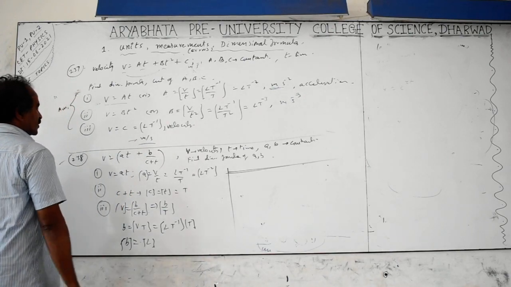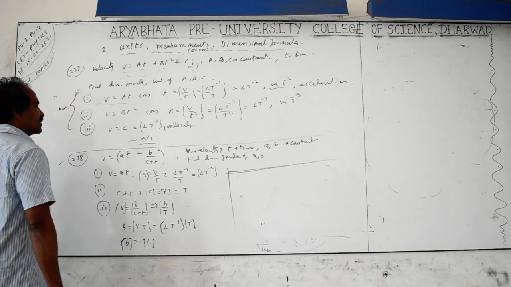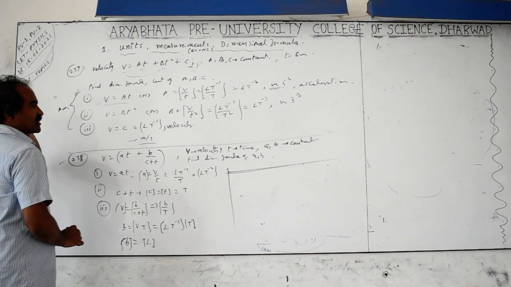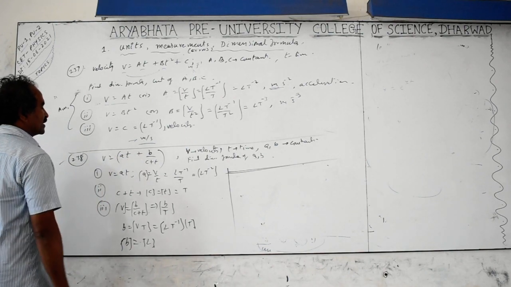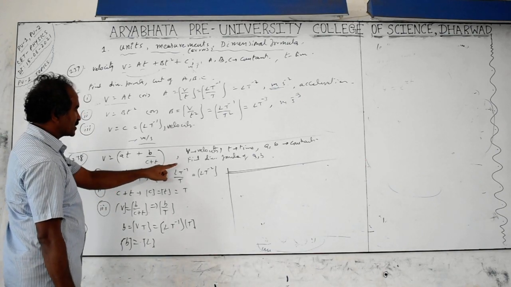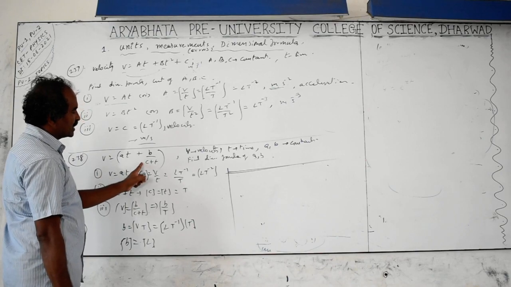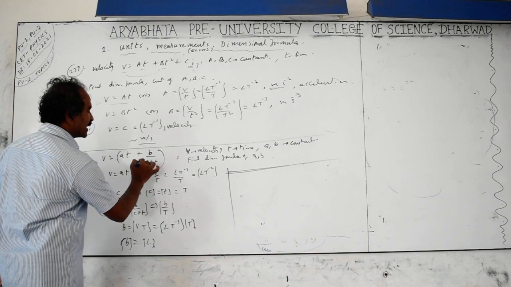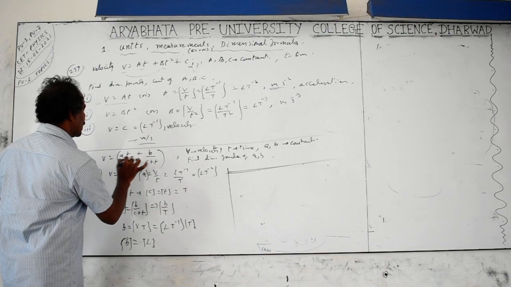Next, question number 238. Velocity v equal to at plus b by c plus t is given. V is the velocity they mentioned. They ask you to find the dimensions of constants a, b, c. Here c is added to t. So this t is a time they mentioned. That means c is also time. Time is supposed to be added to time only. So this we can take as b by t only. Dimension formula is b by t.